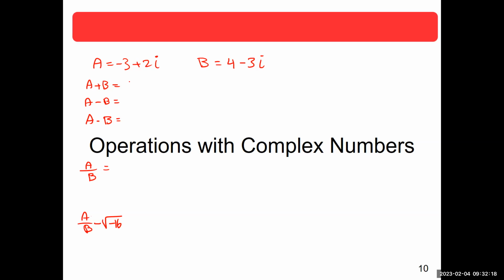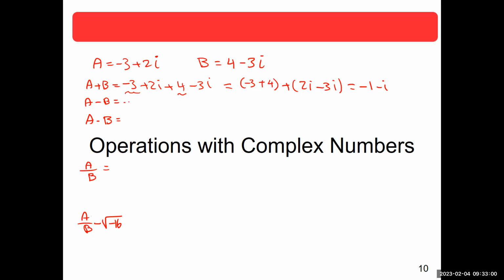When we add, it's easy, just put them next to each other. -3 plus 2i plus 4 minus 3i. Now combine the real with the real: -3 plus 4. Then imaginary with imaginary: plus 2i minus 3i. Okay, that will give you 1, and also -i, because -3i and 2i gives a negative. That's the addition.